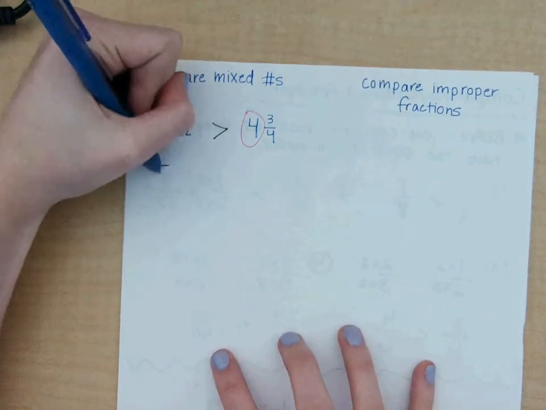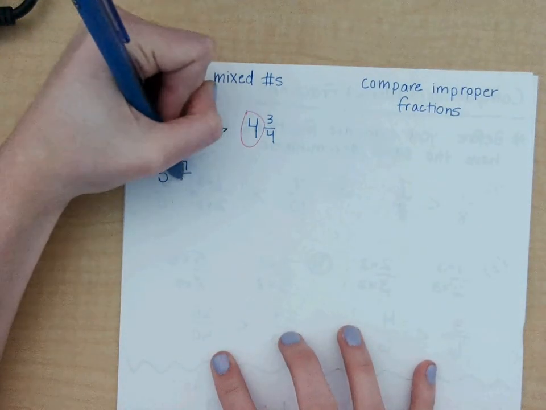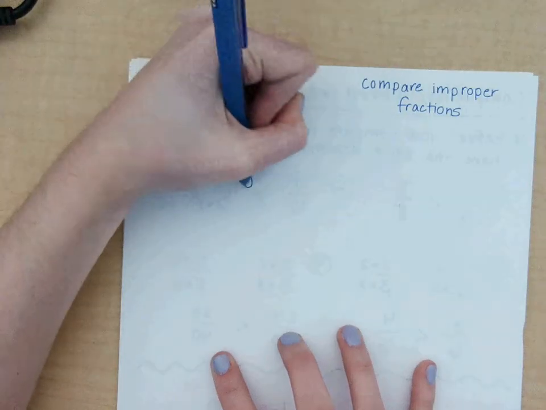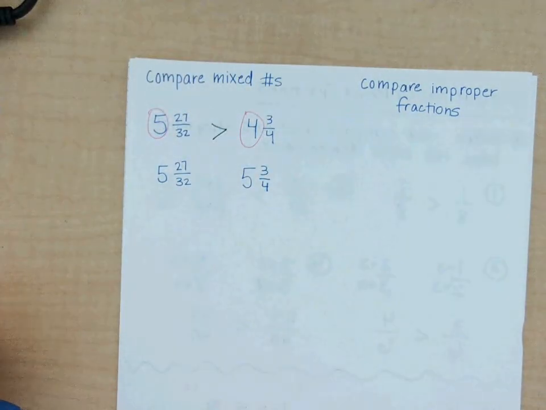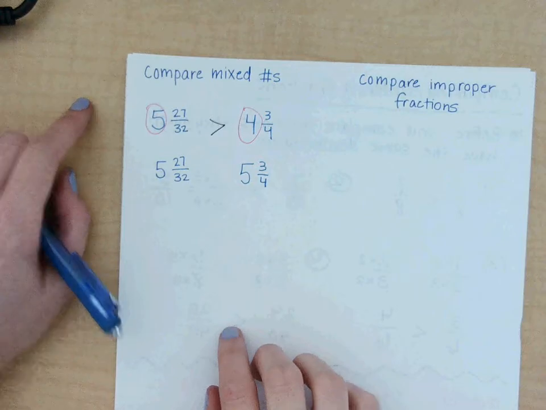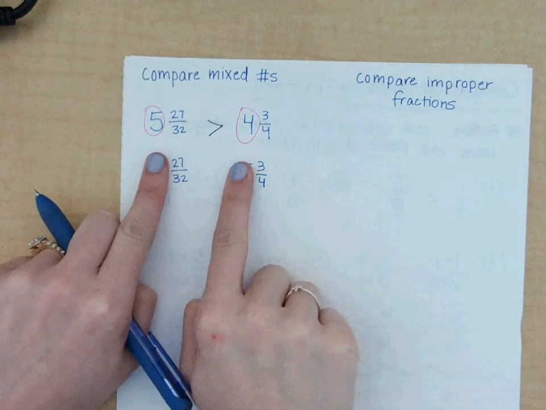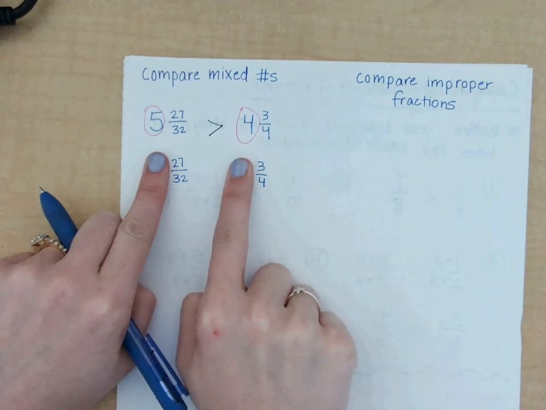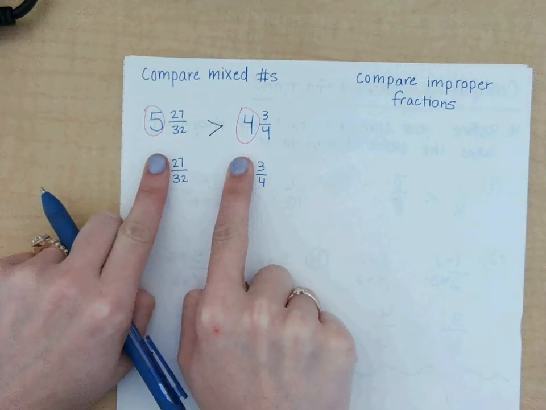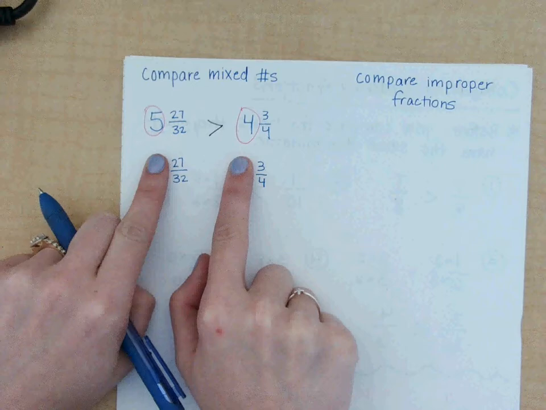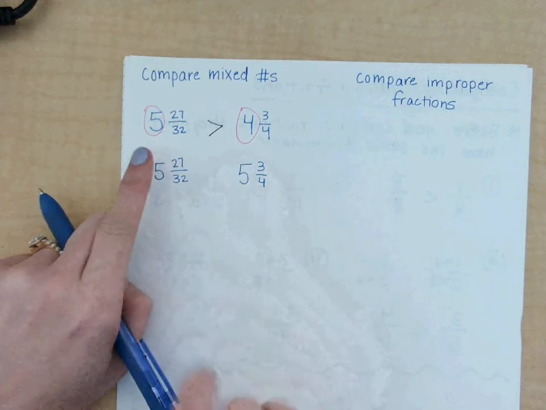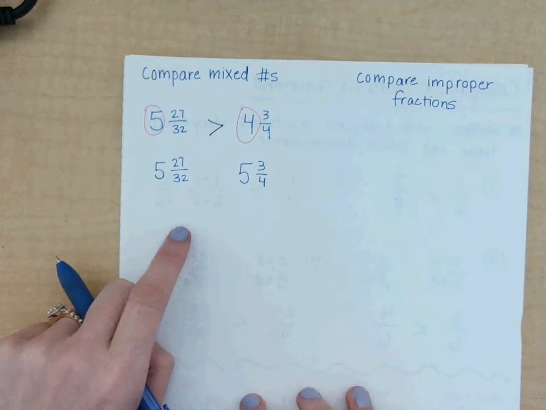But if I were to give you 5 and 27/32 and 5 and 3/4, what would you have to do? Compare it. Like solve it. Find a common denominator. You would need to disregard the whole numbers and just look at the fractions, because the whole numbers are the same, so we really need to look at the fractions. I'm not going to work this one out because it's just like what we just did, but that's a good thing to keep in mind.